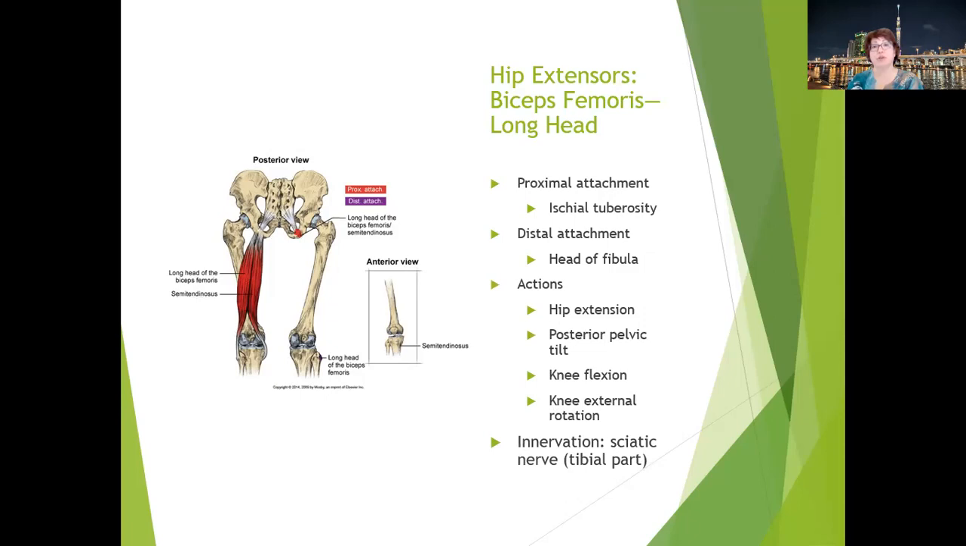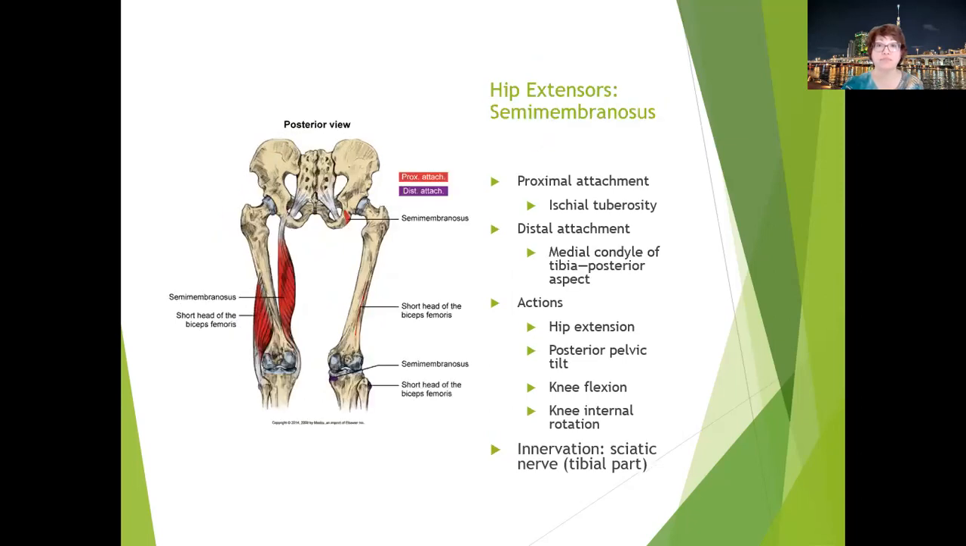So the biceps femoris, the long head, is on the lateral side of the hamstrings. The semitendinosus is on the medial side. It also attaches to the ischial tuberosity, but its distal attachment is the head of the fibula on the lateral side. It also has the actions of hip extension. It works together with the others in the posterior pelvic tilt. It also does knee flexion, and because it's on the lateral side, it works in knee external rotation. And it's also innervated by the tibial part of the sciatic nerve.